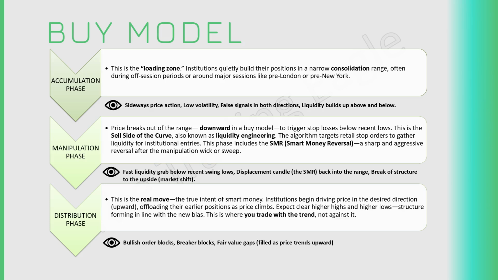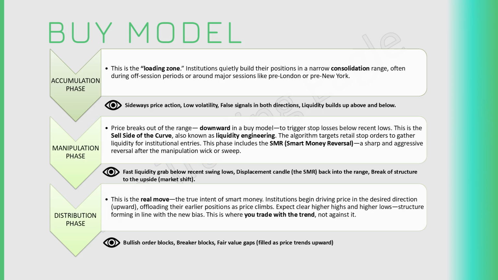And the algorithm targets stop loss and stop orders to gather liquidity for institutional entries. This phase is where you see the smart money reversal. And what is a smart money reversal? It refers to a sharp and aggressive reversal after the manipulation has occurred. After you see a manipulation wick or sweep, you will see a sharp and aggressive reversal. That is an SMR, smart money reversal.